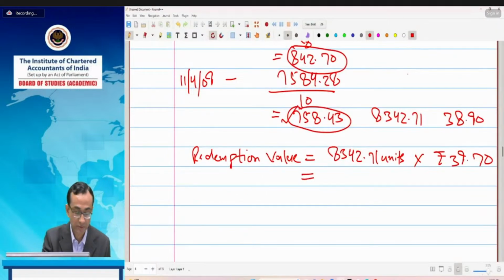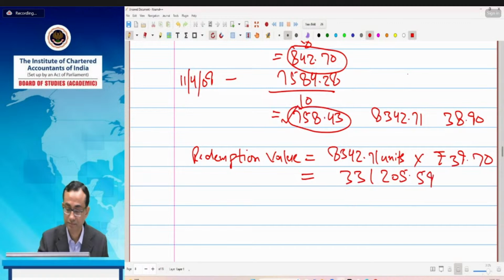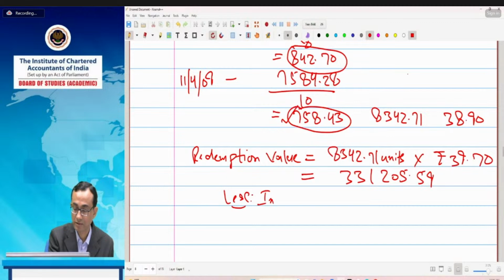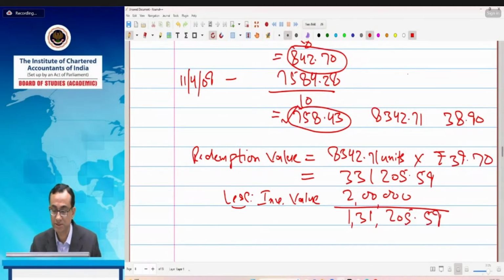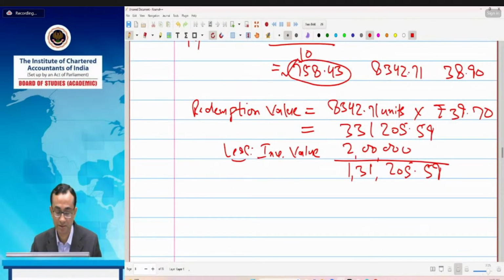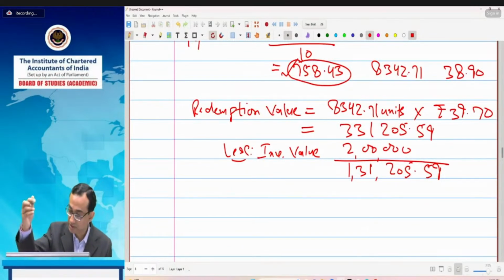Okay. Now what will be the redemption value? Just multiply it. We get the figure as 3,31,205.59. We multiply it, then we will deduct the investment value to arrive at the return. So it will be 1,31,205.59. So from the closing value, the opening investment is deducted, and this will be the yield itself.